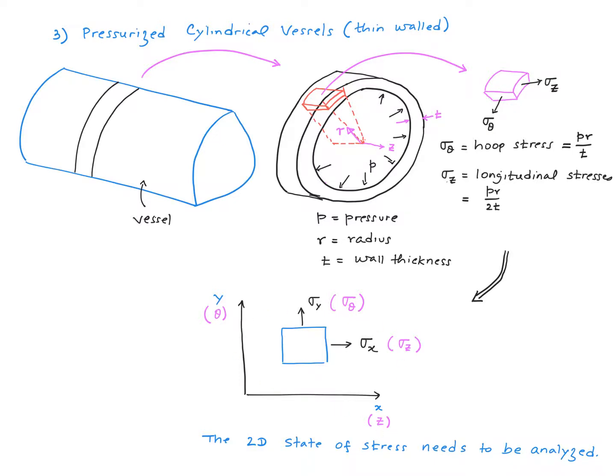This is the z-axis, this is the theta axis. Now if I were to call the z-axis the x-axis and the theta axis the y-axis, then it kind of boils down to the standard two-dimensional stress analysis problem. You have sigma x over here, sigma y over there.